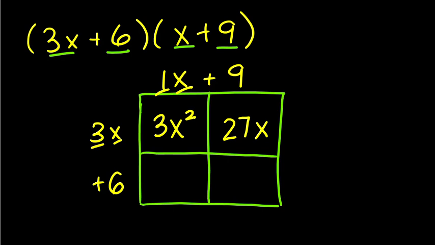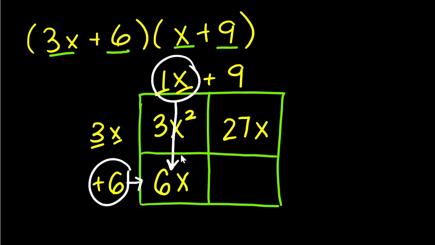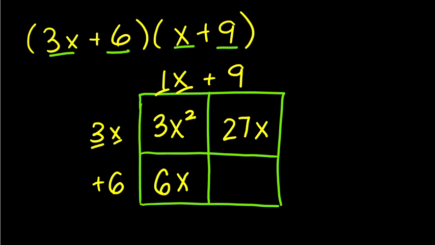We've got 1x times 6 to fill in this box down here. 1x times 6. 1 times 6 is 6, and there's an x as well. Again, 6 is the row, 1x is the column. 6 times 1x is 6x. And finally, we've got 9 times 6. 9 times 6 is 54.